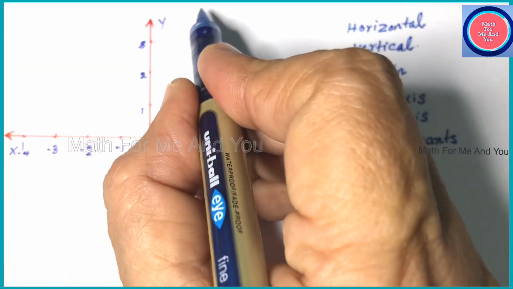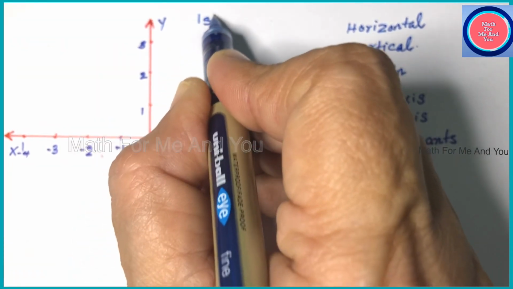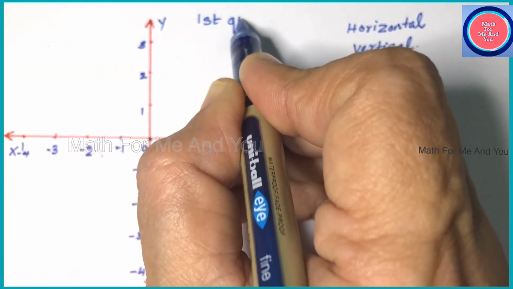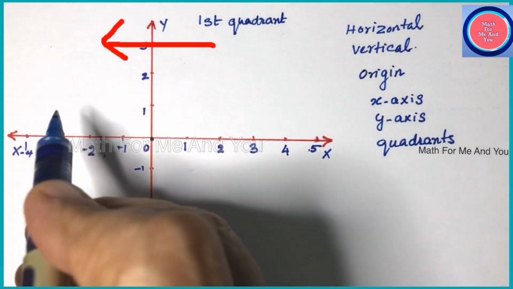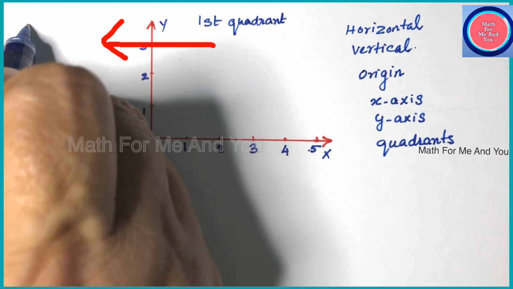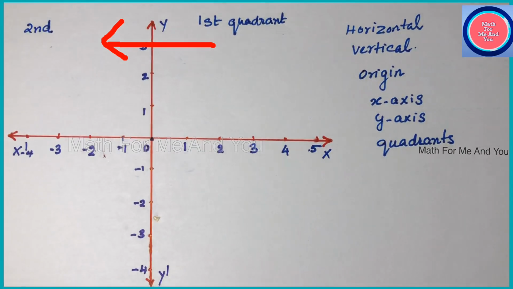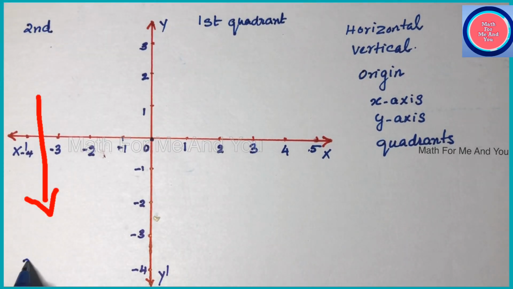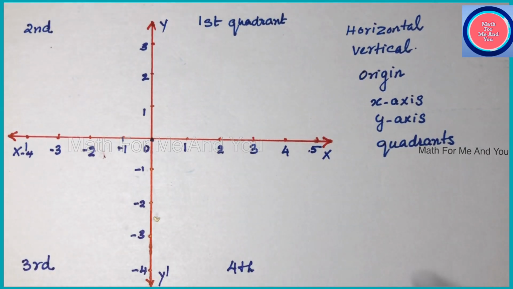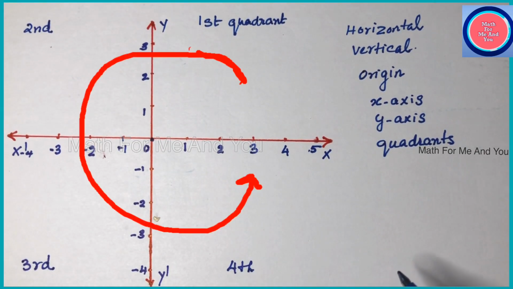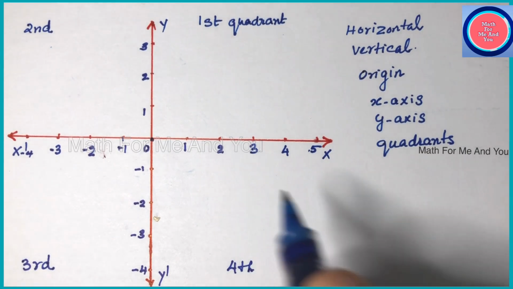Where is the first quadrant? See, here is the first quadrant. We can mark this part as the first quadrant, and the left side we mark the second quadrant. We have to mark in the correct place. Down to the left side is the third quadrant and down to the right side is the fourth quadrant, and we will mark all these quadrants in the anti-clockwise direction.